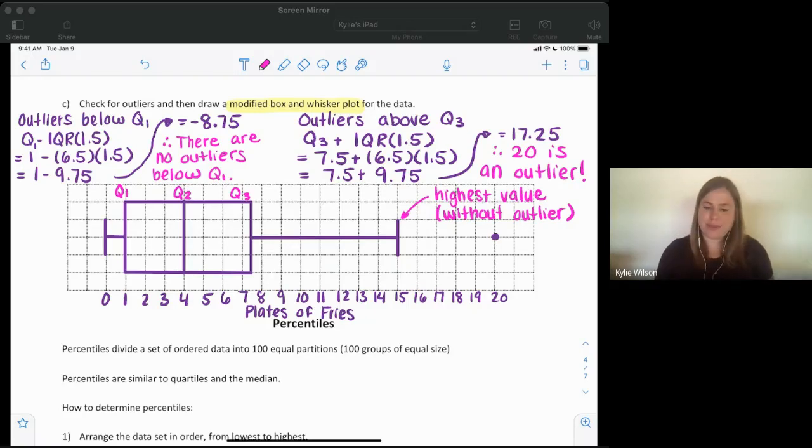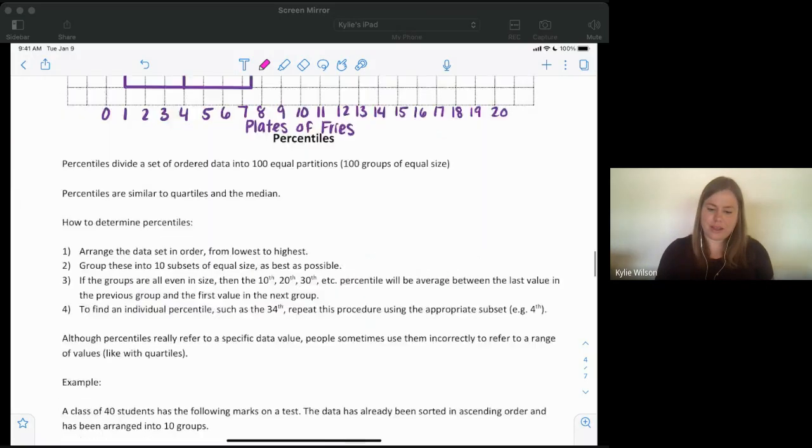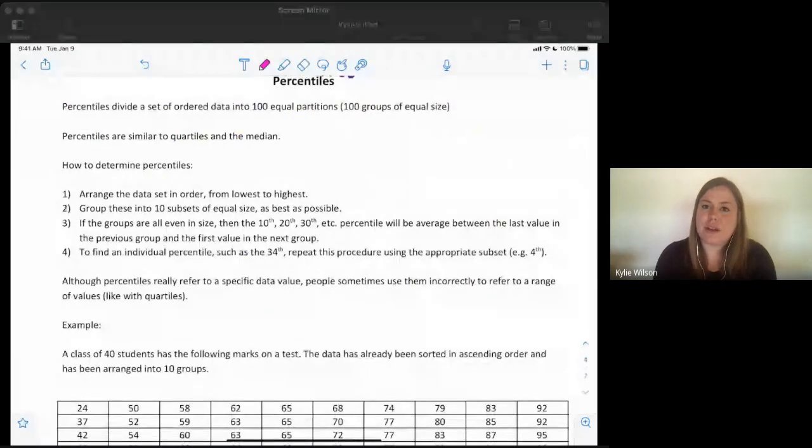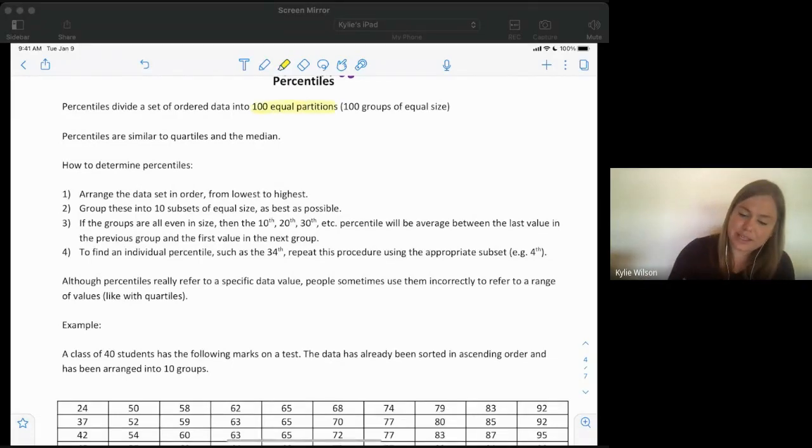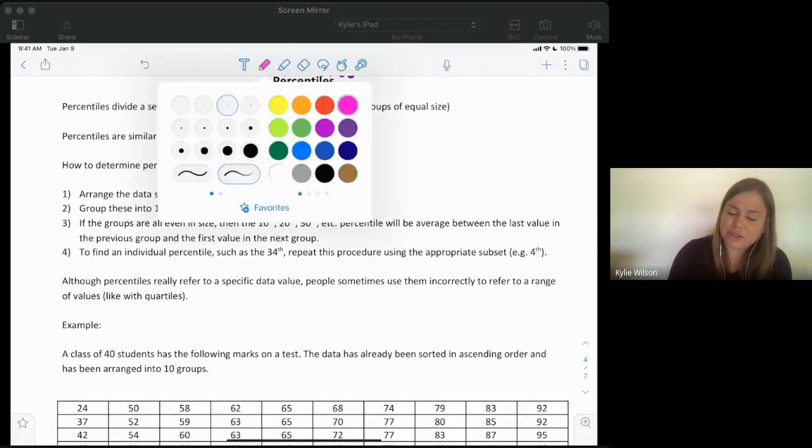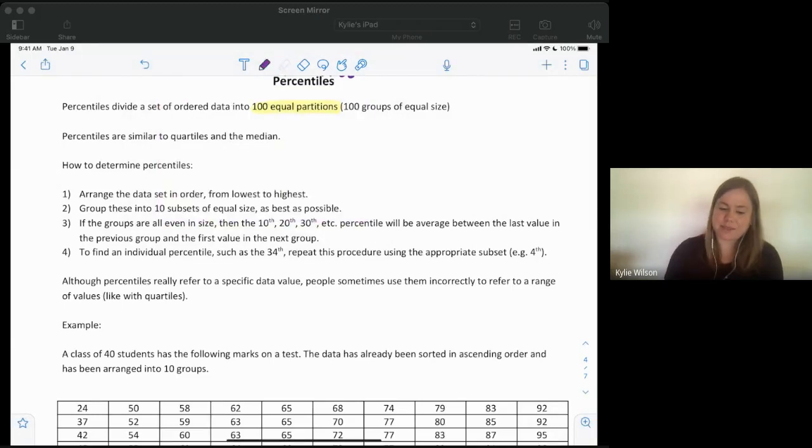Okay, so the last thing we're going to talk about are percentiles. And percentiles divide a data set into 100 equal partitions or 100 groups of equal size. So it's very similar to quartiles and the median. So instead of splitting it into 4 even groups like a quartile, or splitting it into 2 even groups like a median, we're just splitting it into 100 even groups. So just small little groups.